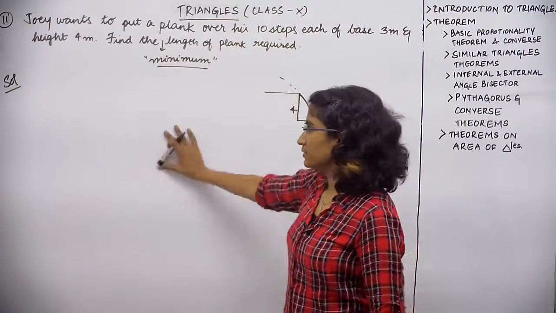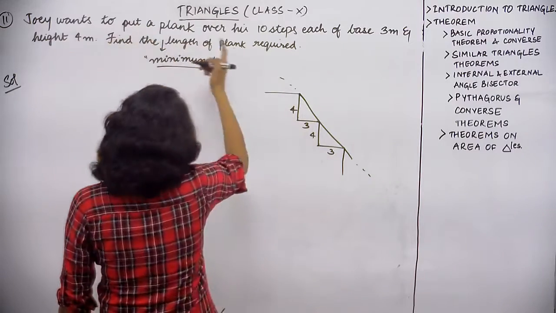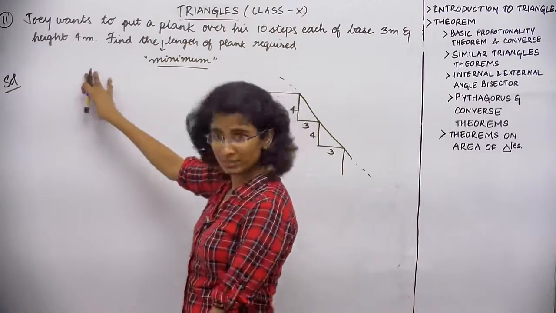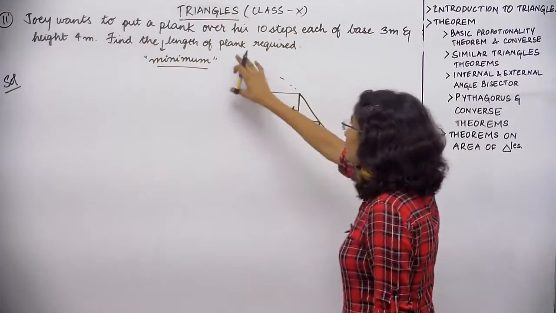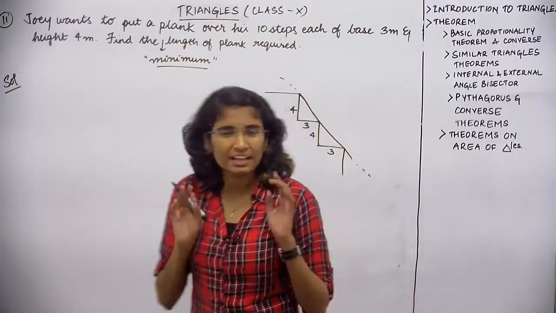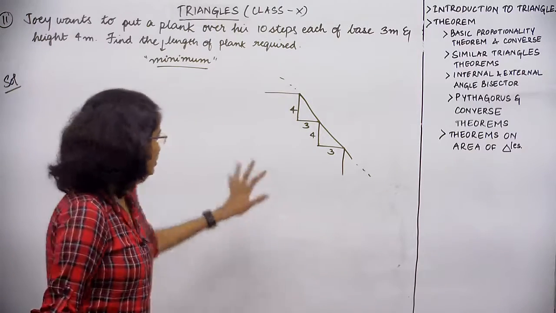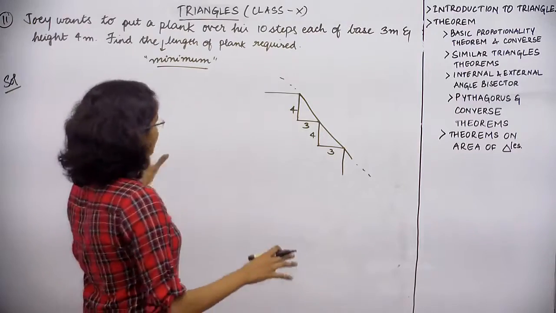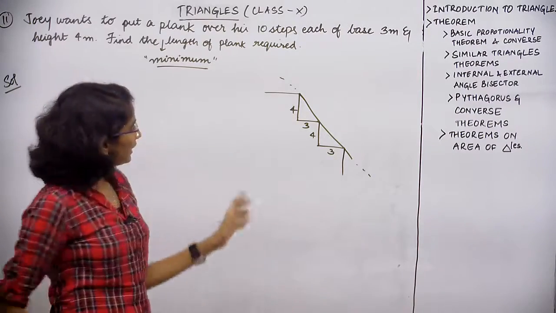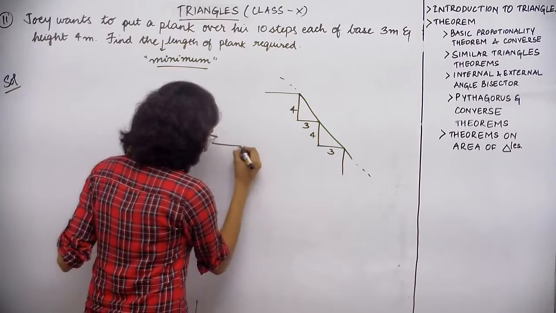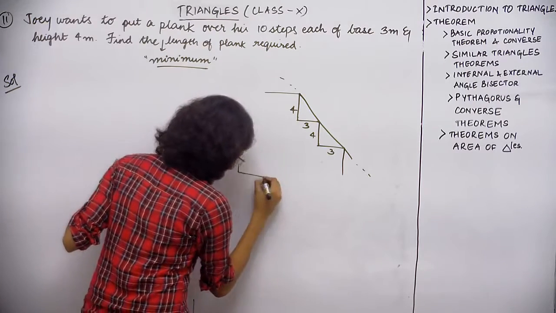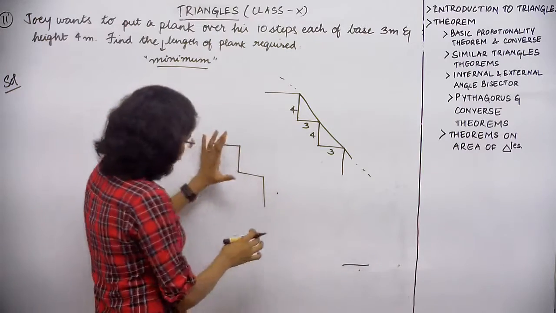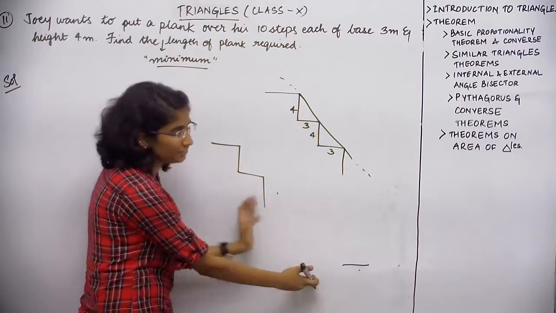So here we have the 11th question. Joey wants to put a plank over his 10 steps, each of base 3 meters and height 4 meters. Find the minimum length of plank required. What is this actual minimum length? So first initially we'll ignore this and let's start with what it basically asks. What is it asking? It is saying we have each step like this. Okay? This is the base and this one will be the base here. So each step like that, we have 10 different steps.